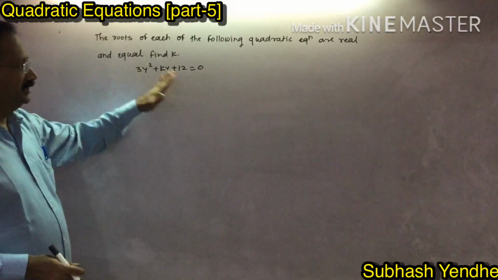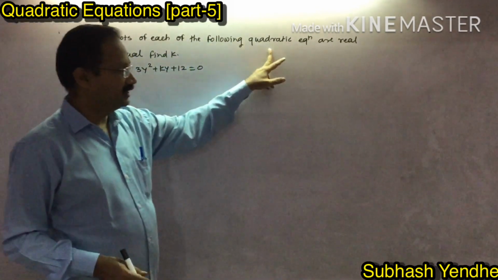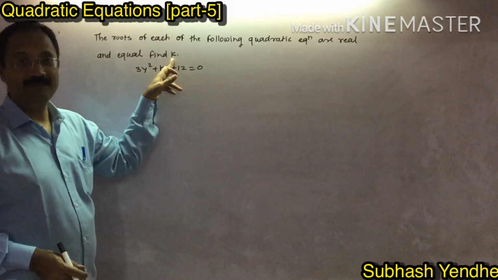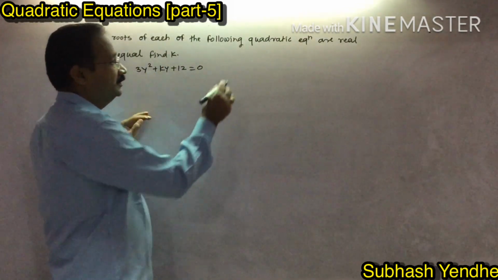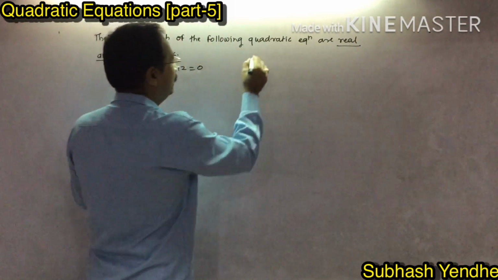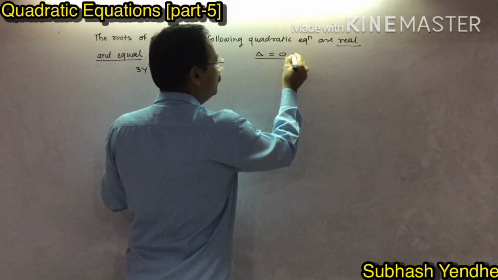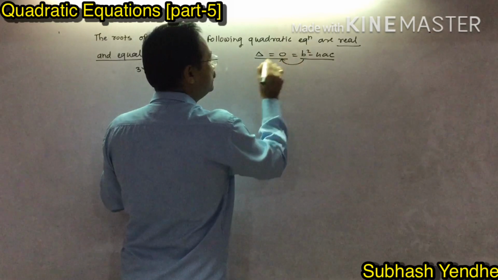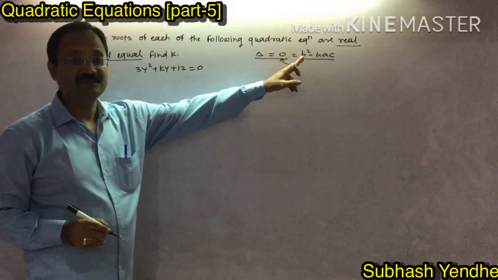Let's start with the next question. The roots of the following quadratic equation are real and equal. Then find the value of k. I told you, what does real and equal mean? First, you have to understand this. Real and equal means delta's value is equal to 0. It means b square minus 4ac's value is 0. See, it means you have to find this value, b square minus 4ac.